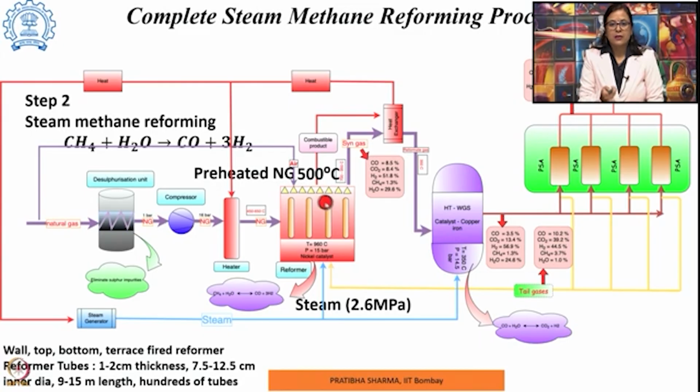Now, the heat which is required for the endothermic reaction that takes place in these reformer tubes is supplied by the combustion of the fuel, which is again natural gas, along with air which is fed to the burners, and on combustion it supplies the required heat. As we know, it is a very endothermic process, so it requires a lot of heat.